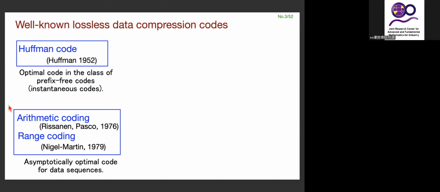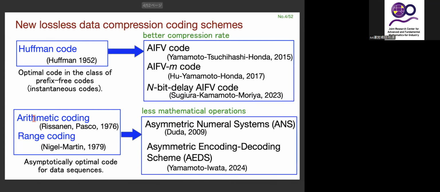Huffman code and arithmetic codes are among the most well-known lossless data compression codes. The Huffman code is the optimal code in the class of prefix-free codes, that is, the instantaneous codes. And the arithmetic code is an asymptotically optimal code that can attain the entropy as the length of a data sequence becomes large. But recently, new codes have been proposed to beat Huffman code and arithmetic code respectively.